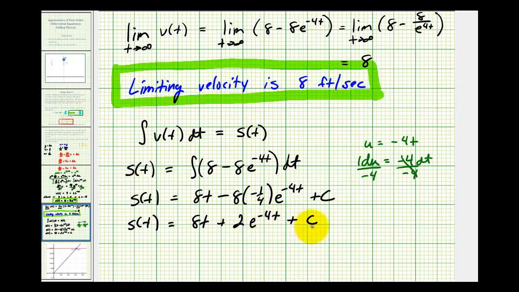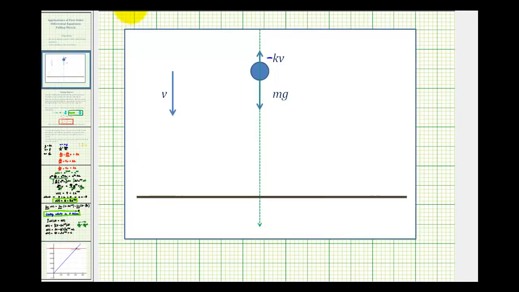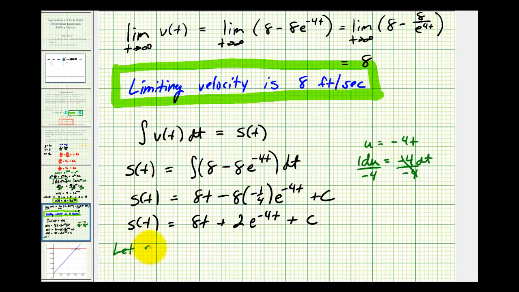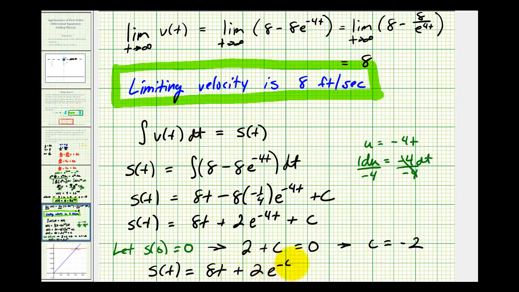Now before we find the constant of integration, let's go back to our diagram just for a moment. We know this is 2,500 feet above the ground. We're actually going to let this height here be 0 and let the ground be 2,500 feet. So the object starts here, and then when it hits the ground, it will travel 2,500 feet. So we'll let s of 0 equals 0. So this would give us 8 times 0, that's 0, plus 2 times e^0, which is 1, plus c equals 0. So we know c must equal negative 2. So our position function, s of t, is equal to 8t plus 2 times e to the negative 4t minus 2.